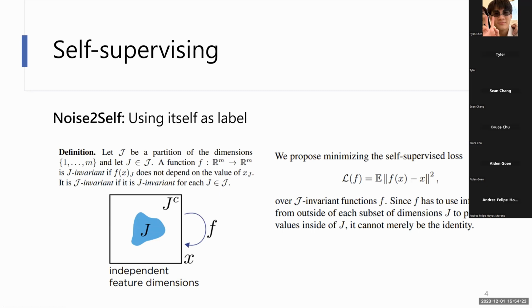The paper proposes the idea of a J-invariant function. To be a J-invariant function, the function has to use information from outside of each subset of dimension J to predict the values inside of J. Basically, it has to use information other than itself in order to predict the value for itself, like the picture shown here.